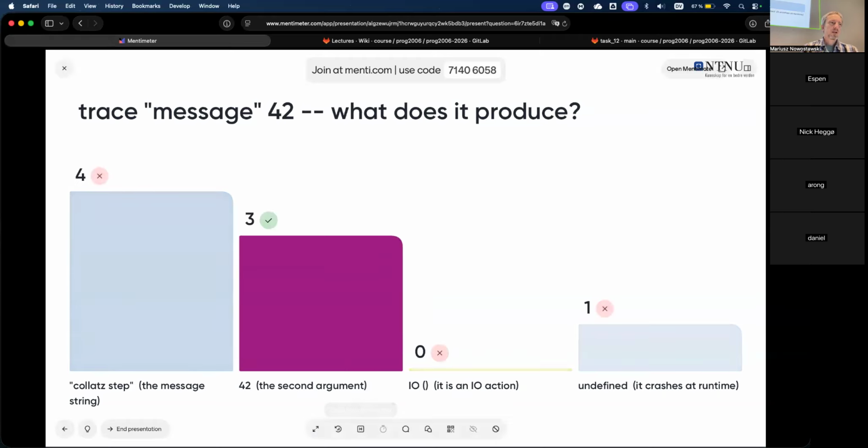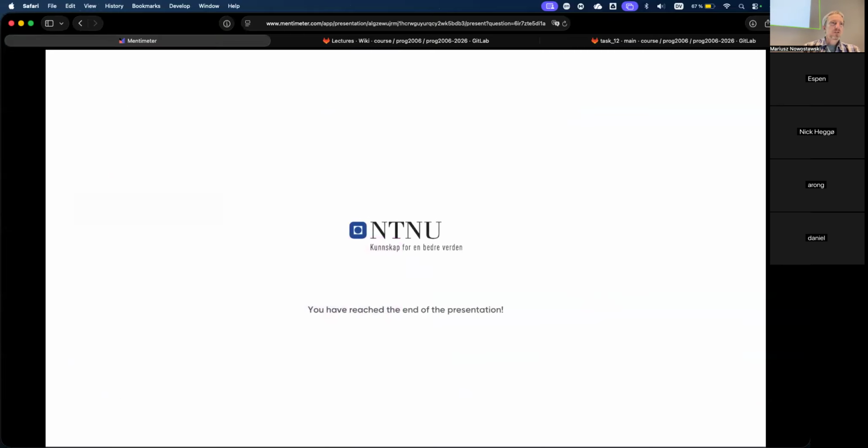Yes, it produces 42, the second argument, and at the same time, it will print the message to the console. It will bypass all this purity and everything, and it will just dump something on the screen, right? All right, so that's it.